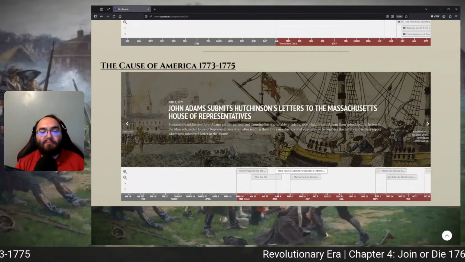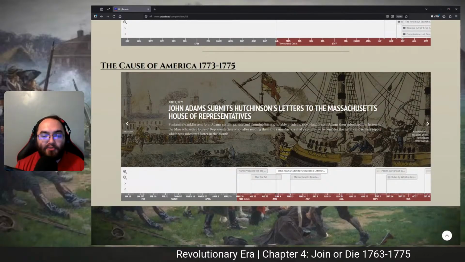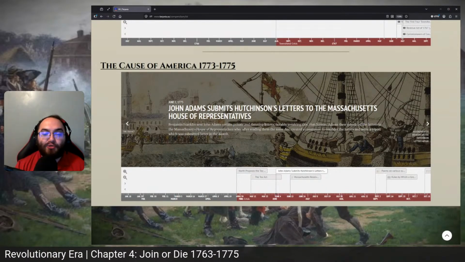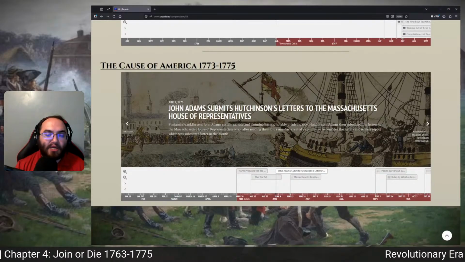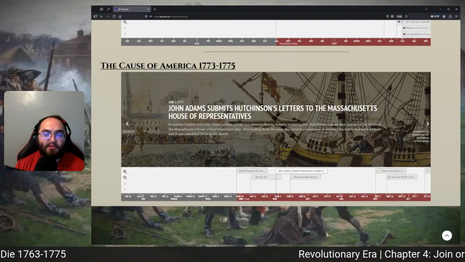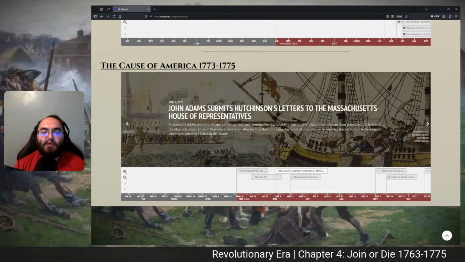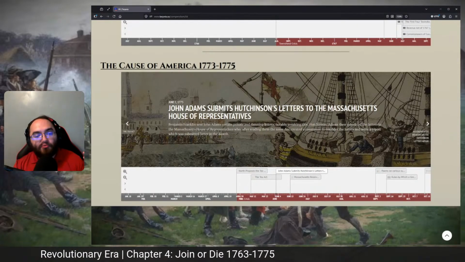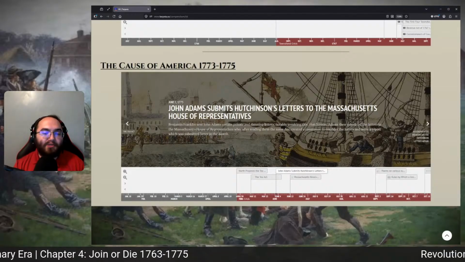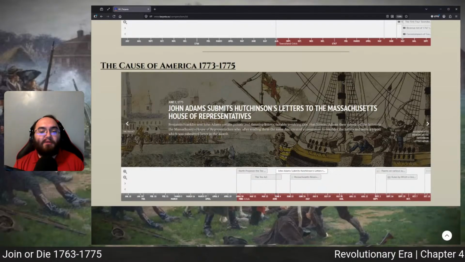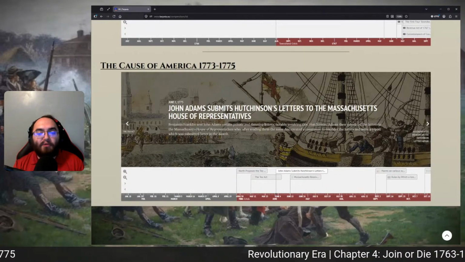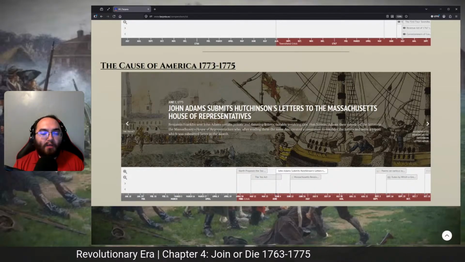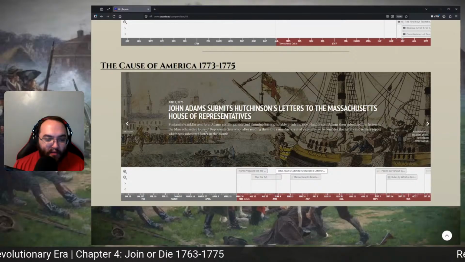John Adams will submit the Hutchinson letters to the Massachusetts House of Representatives. Benjamin Franklin sent John Adams certain private and damning letters, notably involving Governor Hutchinson. Hutchinson's now the governor. And Adams then submitted the letters to the Massachusetts House of Representatives, who, after reading them the same day, created a committee to consider the letters and write a report, which was submitted later in the month. Oh, I misspelled later. Another typo.